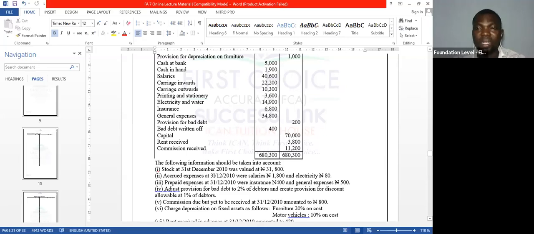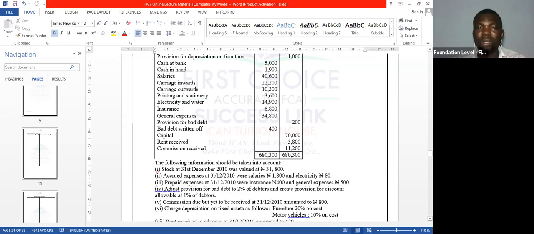Firstly, you open your financial position, you open your financial performance, and you post the items that do not require adjustments, because you have read through the question and you know them. Then you move to the ones that require adjustments. After you have adjusted them, you post. Then you do your computation, your addition and your subtraction.